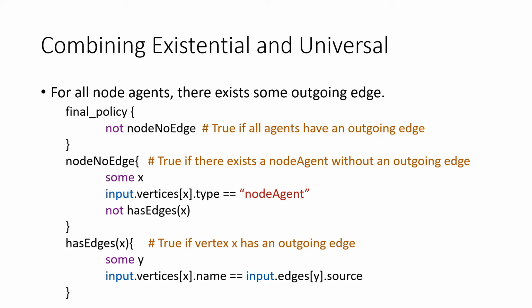At the bottom, the has edges policy checks if vertex X has an outgoing edge. The node no edge policy returns true if there exists some node agent and that node agent has no edges. This is done by passing the node agent to the has edges policy and negating the result. Finally, similar to before, final policy negates the node no edge policy. If there is no node agent without an edge, then all node agents must have at least one outgoing edge, and final policy is thus true.